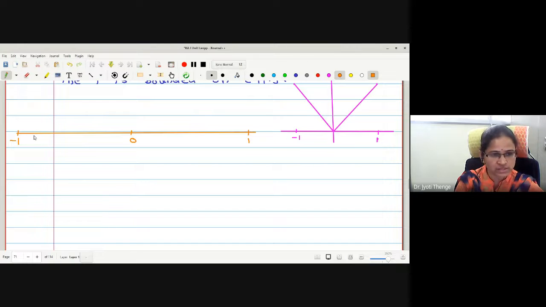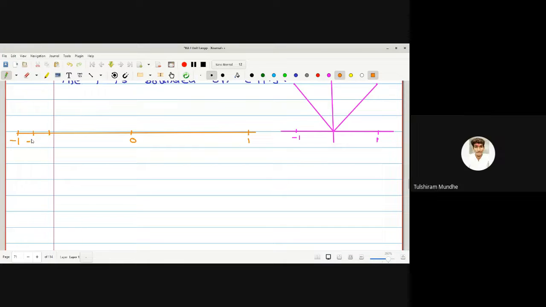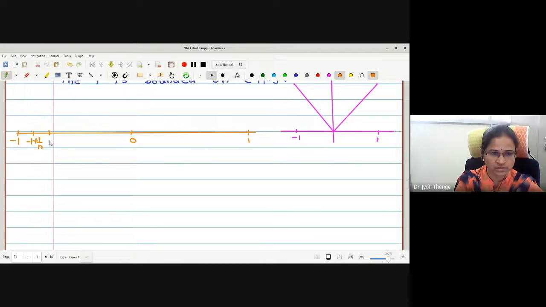Can you tell me the points? How should I mark the points? Minus 1. The next point, with the length of the subinterval being 1 by n, is minus 1 plus 1 by n. Very good. Next, minus 1 plus 2 by n. And continuing like this, minus 1 plus n by n is minus 1 plus 1, therefore it is 0.